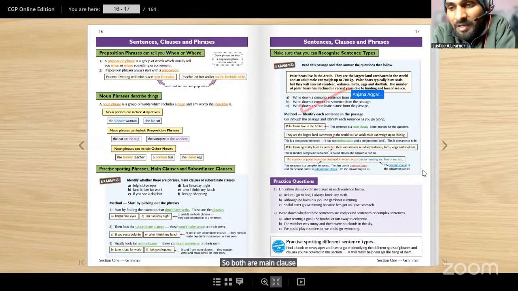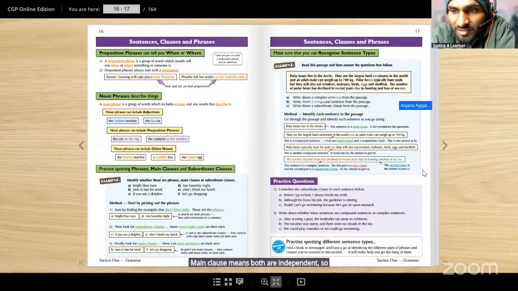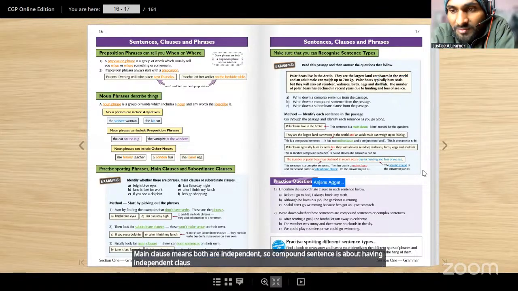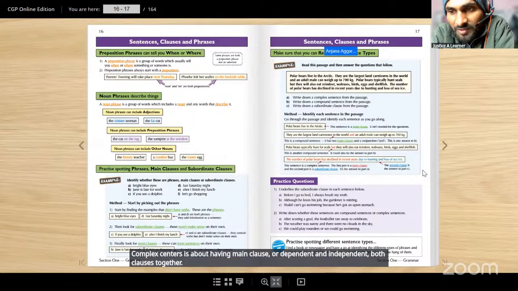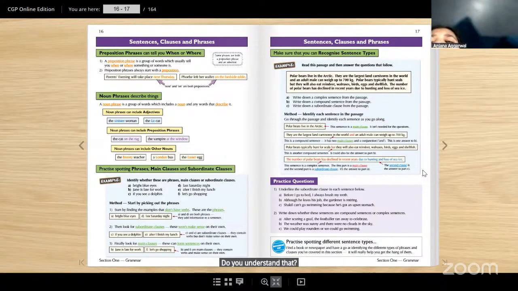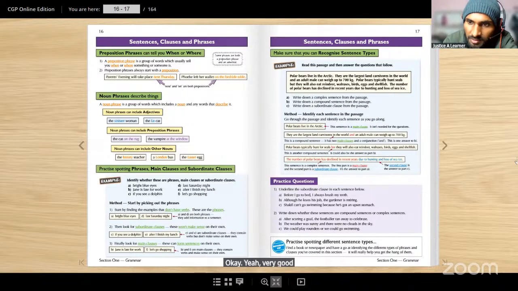It means it is compound. Main clause means both are independent. So a compound sentence is about having independent clauses together. A complex sentence is about having a main clause, or dependent and independent clauses, together. Do you understand that? Yes. Okay, very good. Let's go ahead.